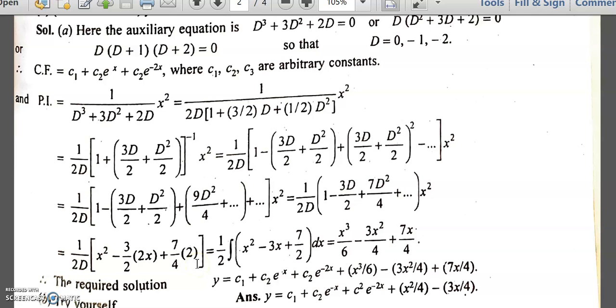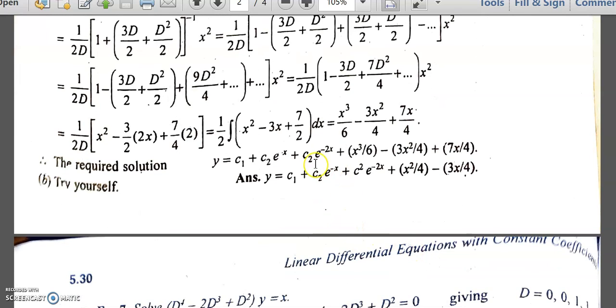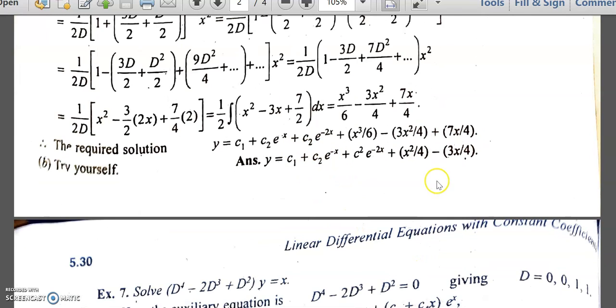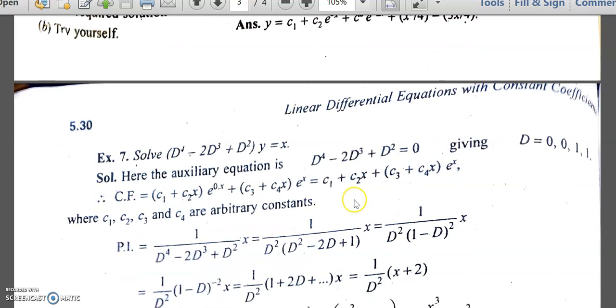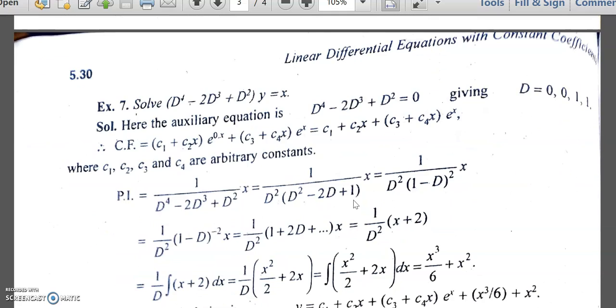So what you get is 1 by d, which means one-time integration of the whole term. So x cube by 6 minus 3x square by 2 plus 7x by 2, and so on. That is your particular integral. So the general solution is complementary function plus particular integral. That is your final answer. Okay, this is quite simple, but you need to be focused on how to do it.